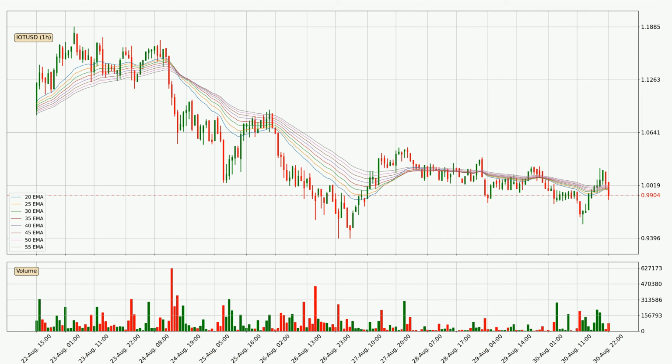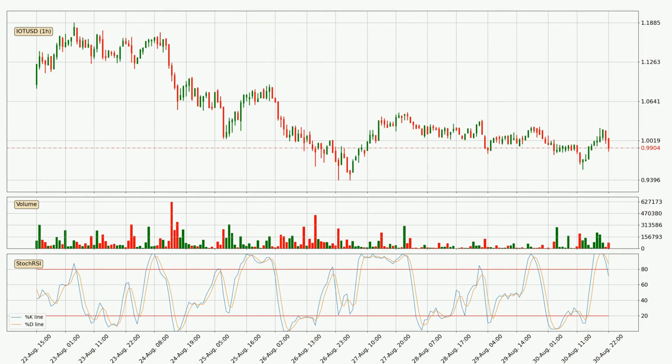Jumping to the hourly stochastic RSI, both the %K and %D lines are in the higher region, which means that the price is getting overbought and soon a trend change or at least some kind of consolidation could be expected. The K line is currently located below the D line, meaning that there is a downwards trend.